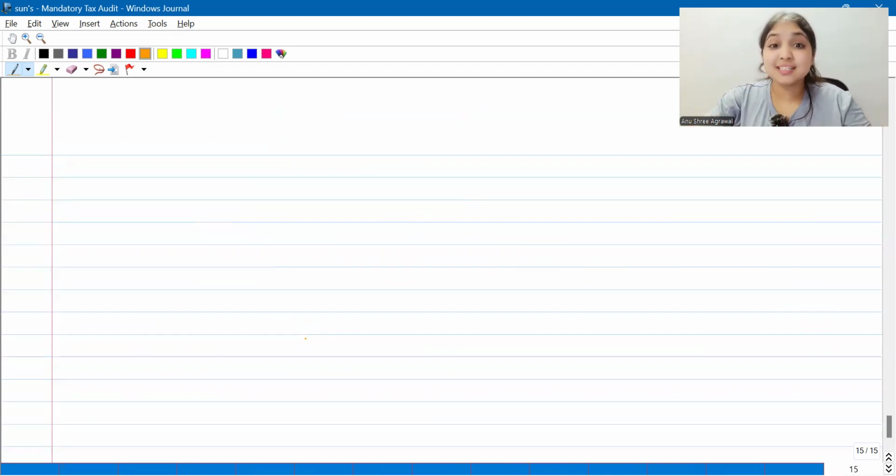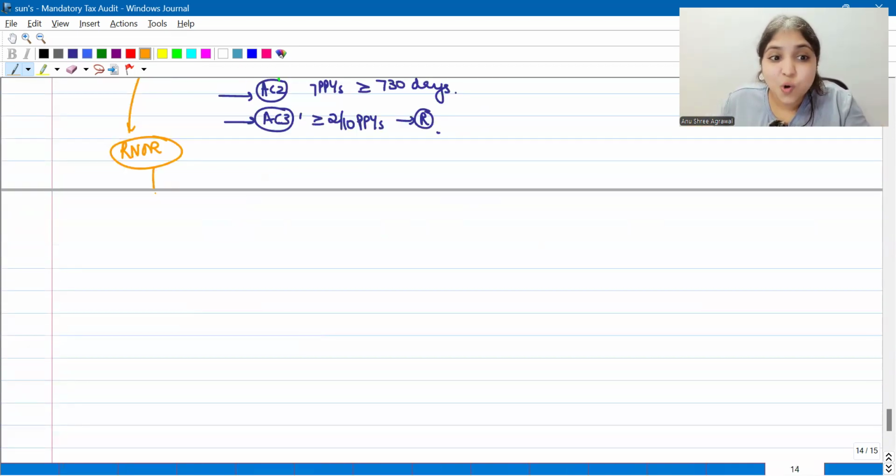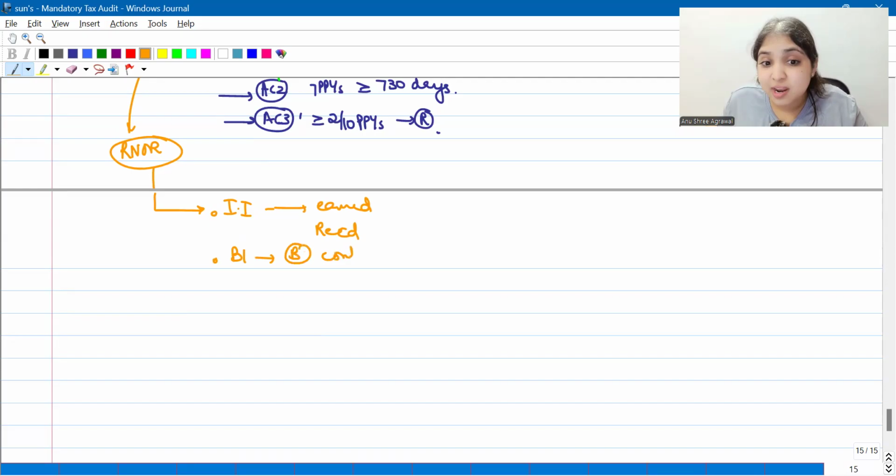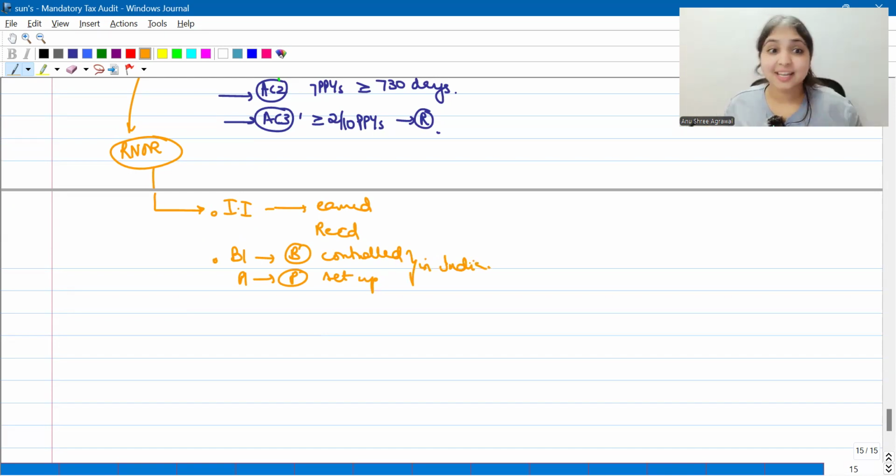Now, if the assessee is RNOR, what is the scope of total income, guys? What kind of incomes are taxable for the assessee? Number one, Indian incomes. Indian incomes means what? Incomes which are earned in India, incomes which are received in India. And number two, apart from this, business incomes from businesses which are controlled in India, and professional incomes from professions which are set up in India. Even this will be taxable for the assessee. Get understanding? So this is about your RNOR's scope of total income.